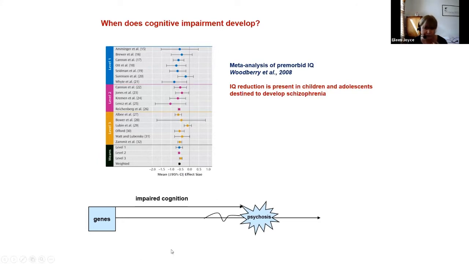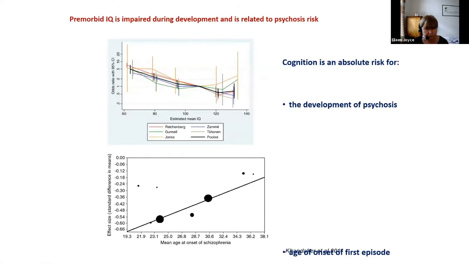So it looks as if we can detect impaired cognition in those destined to develop a psychotic illness from an early age. And this may be present throughout their early development until eventually they develop a psychotic illness. This is taken from one of, again, Peter Jones's studies, and it takes the best of these cohort studies, and it looks at the risk of cognition for development of schizophrenia.